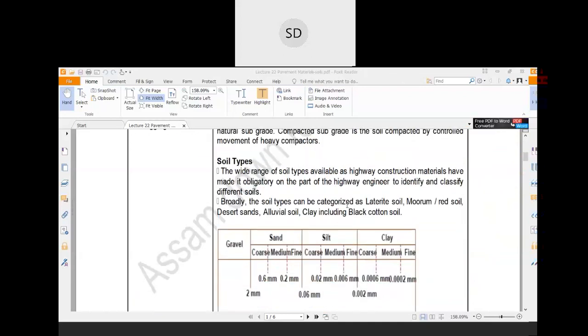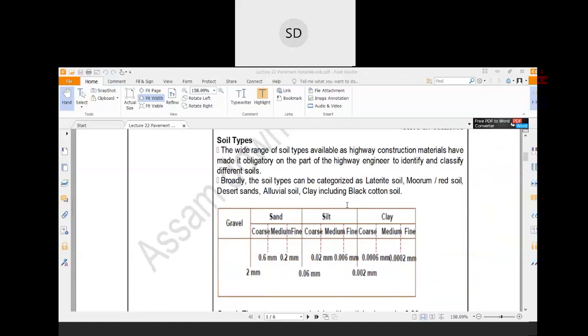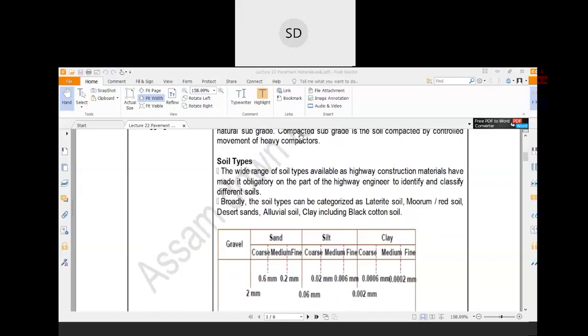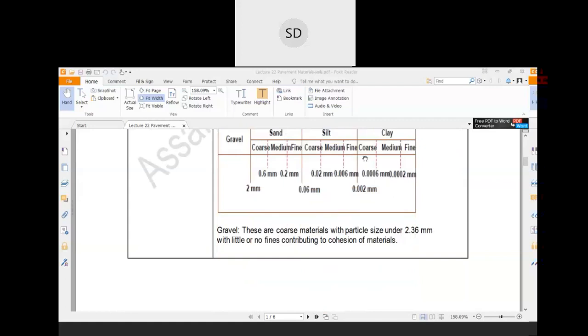Now, there are different types of soil. So these are the different classifications. I'm not going to discuss the details of these types, because this is already included in your soil mechanics chapters. So I'll not discuss all these things. You just go through all these notes.